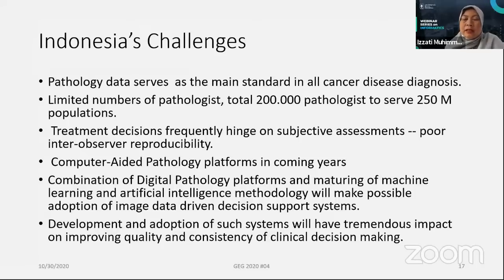That's the workflow that I showed, which is already put into practice in the UK, in Europe, and in the States. But in Indonesia, that system is not yet widely adopted. It may be adopted in certain big hospitals, but not in public primary care. In the Indonesian case, there are some challenges that we face.